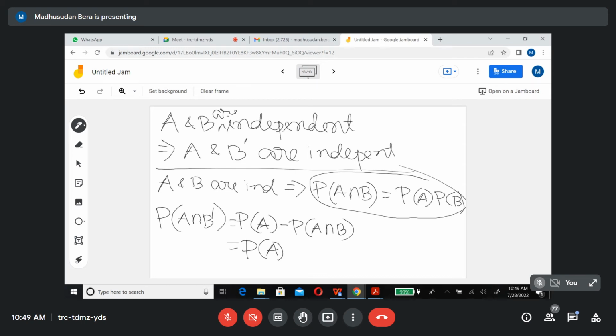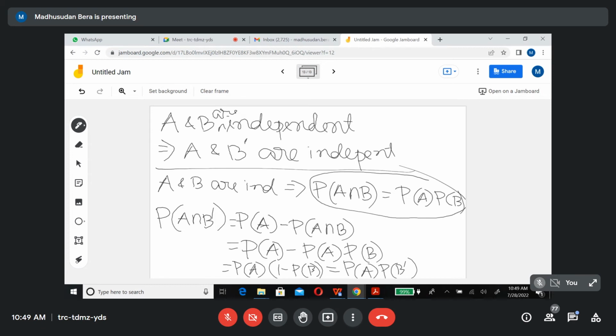P of A minus P of A times P of B. Then P of A is common: P of A times 1 minus P of B. What is 1 minus P of B? P of B dash. So P of A into P of B dash. So we started from A intersection B dash, and that probability is P of A into P of B dash. That's why A and B dash are independent.